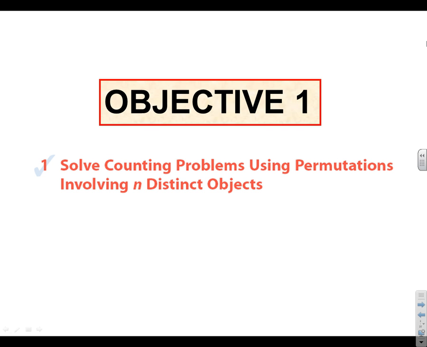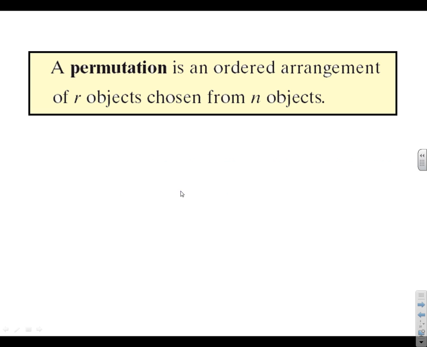And so our first objective is to solve counting problems using permutations involving n distinct objects. So n means some amount, and distinct means they're all different from each other. Okay? Skip something? No. Okay.